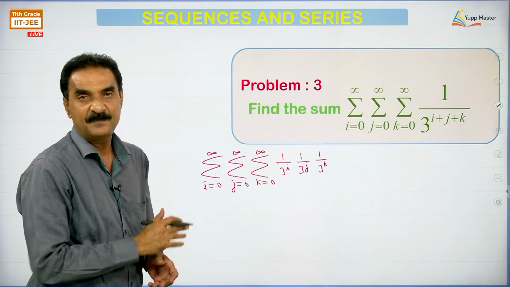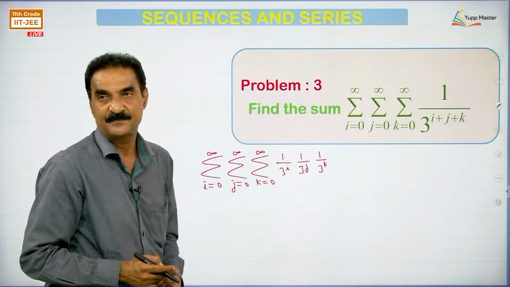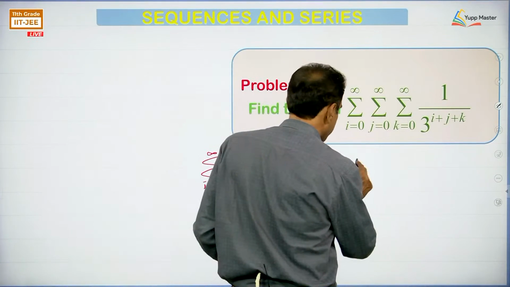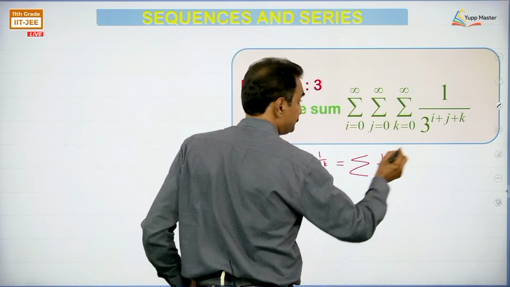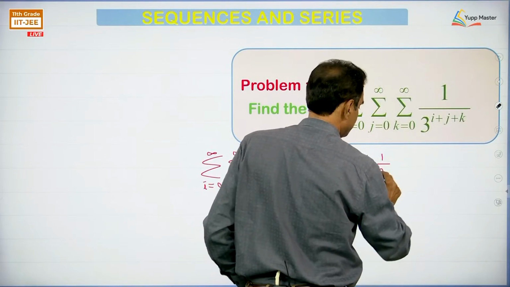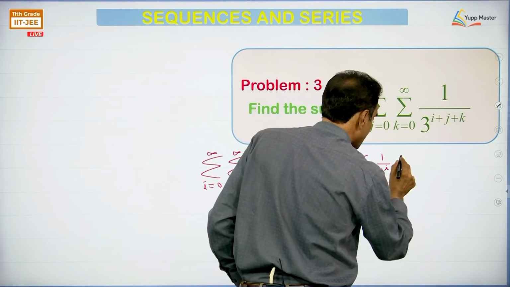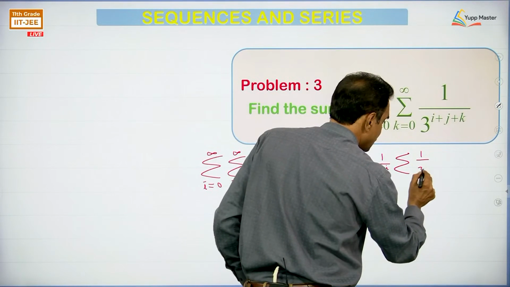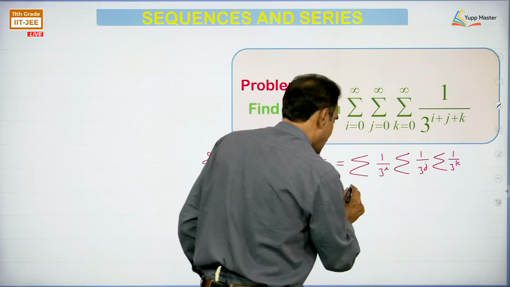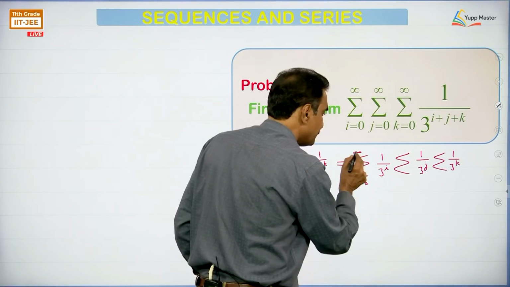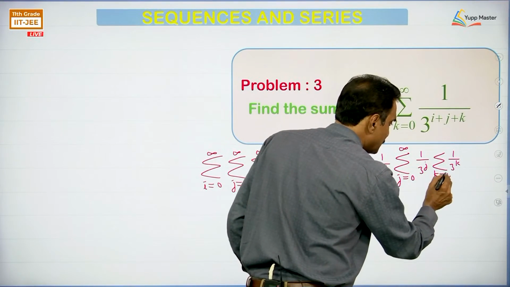Now as we did in the previous question, separate the sigmas to individual terms, this, this and this. Then you will get sigma 1 by 3 power i into sigma 1 by 3 power j into sigma 1 by 3 power k. i varies from 0 to infinity, j varies from 0 to infinity, k varies from 0 to infinity.